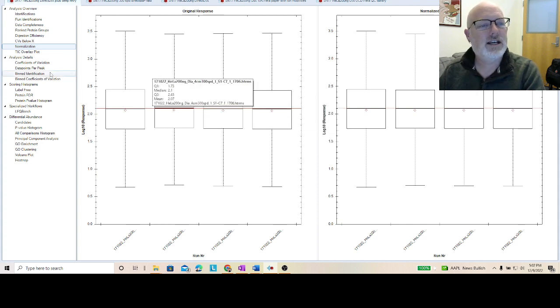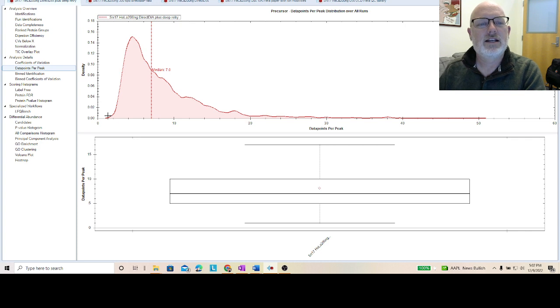We can look at the data points per peak. We're getting a median of 7. Like we've seen in my other videos, the shape of these curves, I believe, is probably like reading tea leaves, and that probably means something. Because the curve's not exactly Gaussian, that probably means our peak shapes aren't consistent across the gradient, which is not surprising.